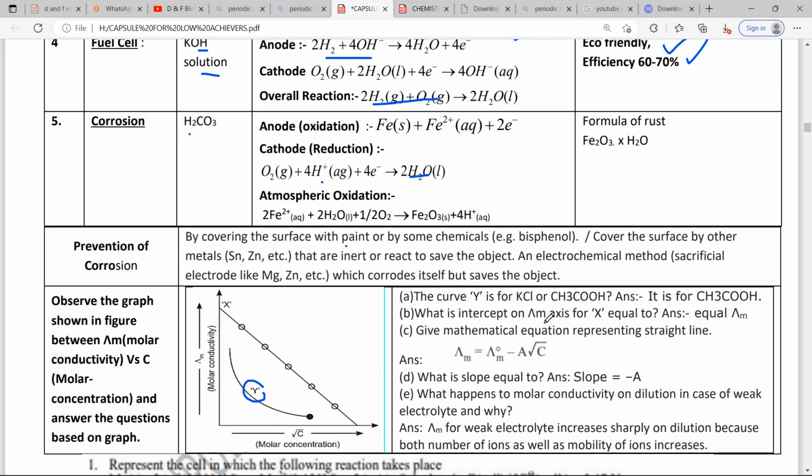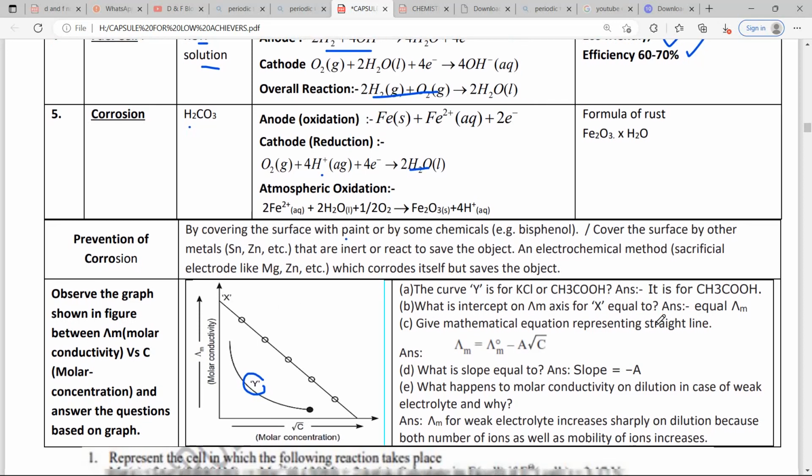The intercept on the lambda m axis for X is equal to lambda m naught. So that is the limiting molar conductivity. That is the limiting molar conductivity of the strong electrolyte here. The strong electrolyte is KCl here. Give you the mathematical equation representing the straight line. That is lambda m is equal to lambda m naught minus a root c. What is the slope equal to? Slope is equal to negative of a.